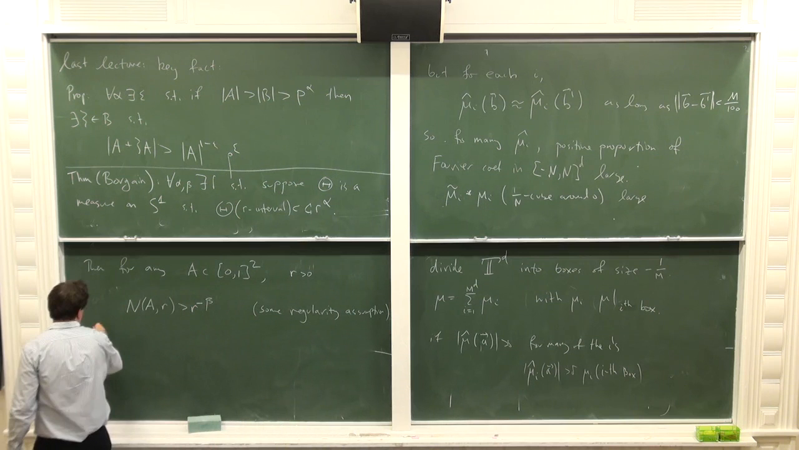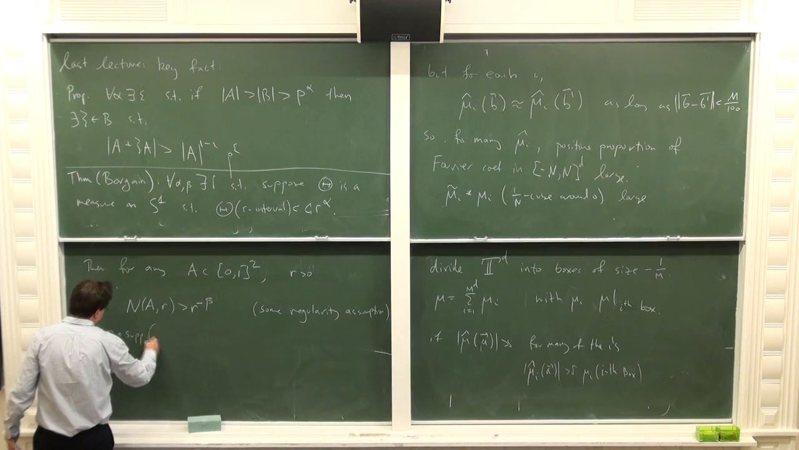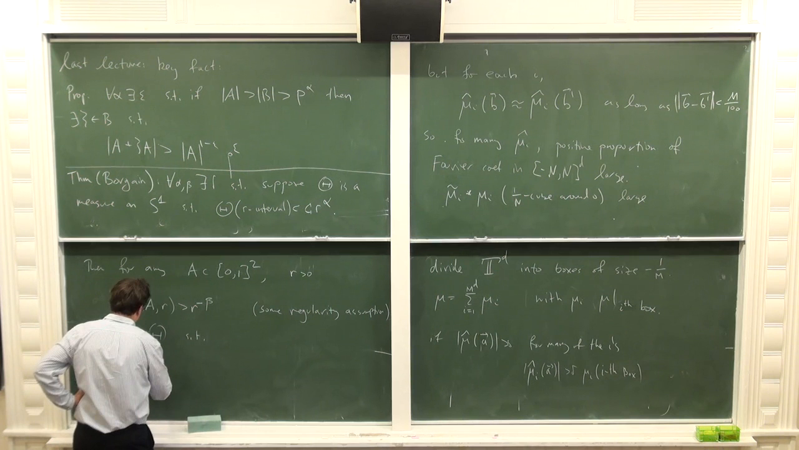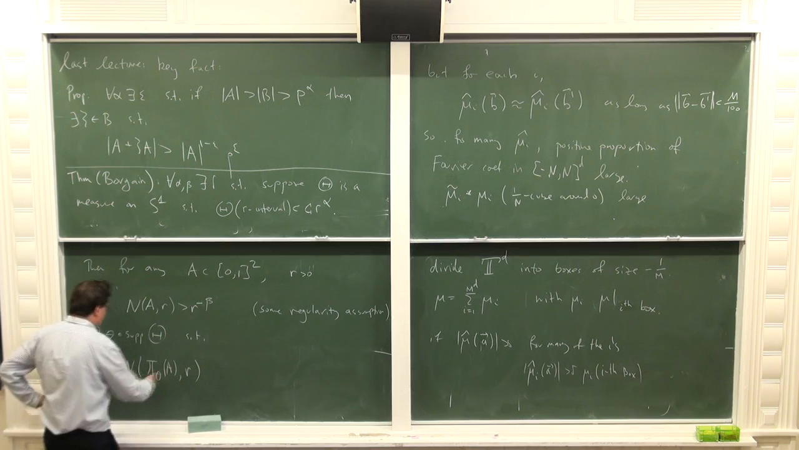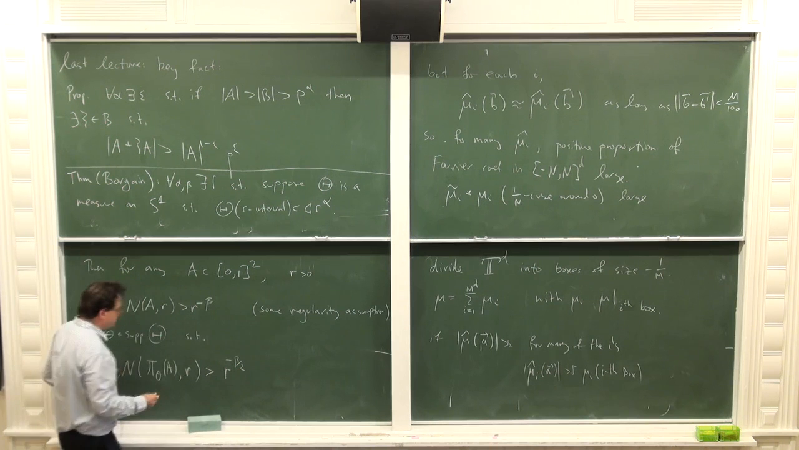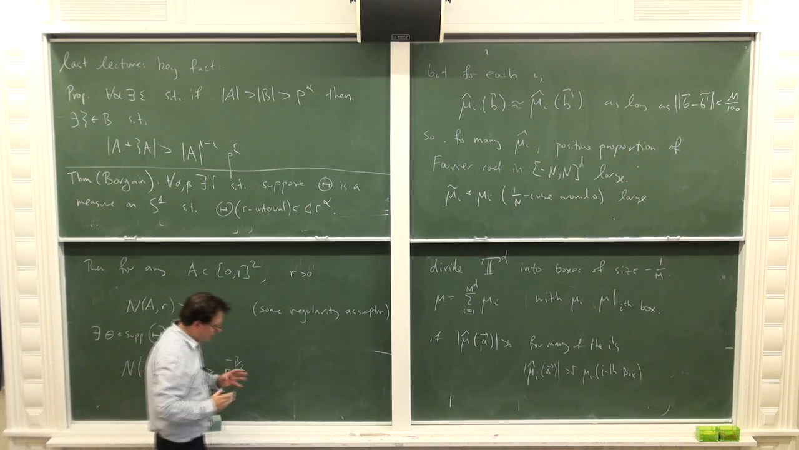Then there is some theta in the support of this capital Theta, such that the covering number of the projection of A by r balls, so this is a covering in two dimensions, this is a covering in one dimension, is bigger than sort of the trivial bound. If you take at least two directions in one of them, your covering number would be the square root of the covering number you started with, plus an improvement.